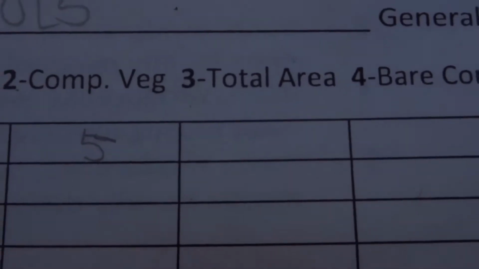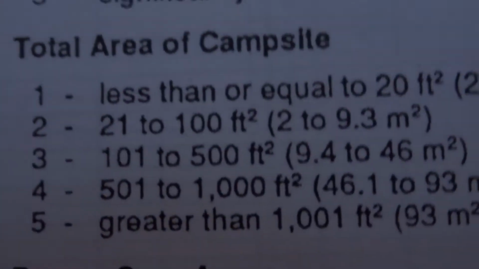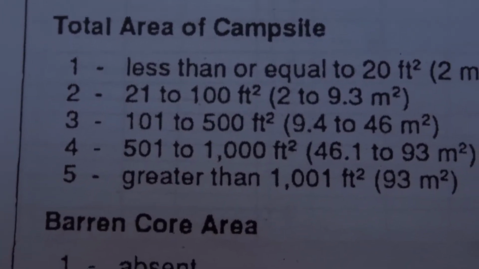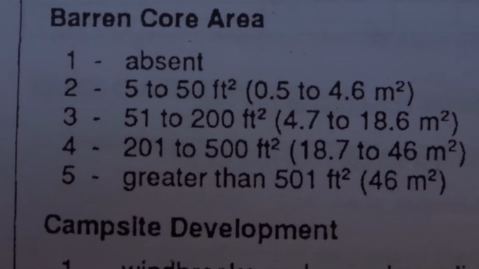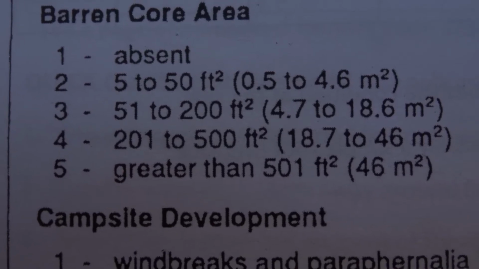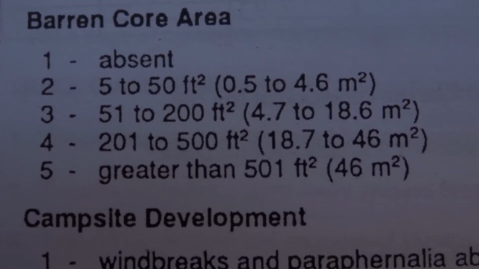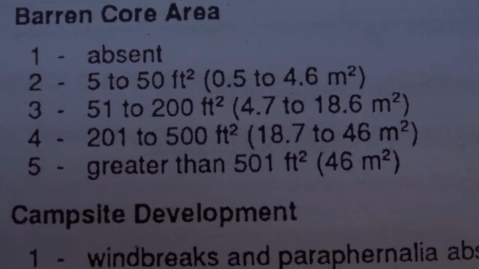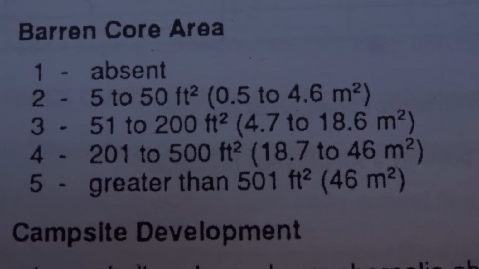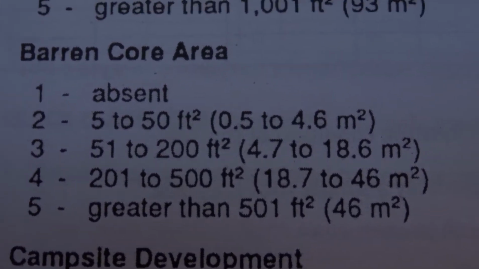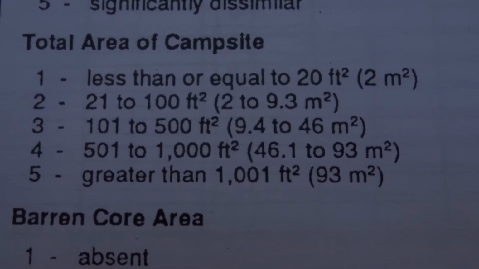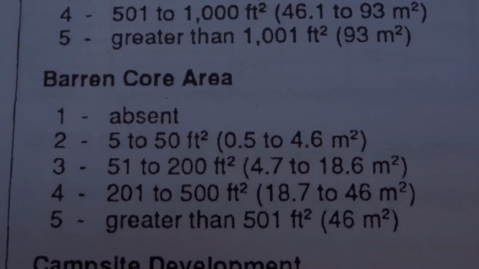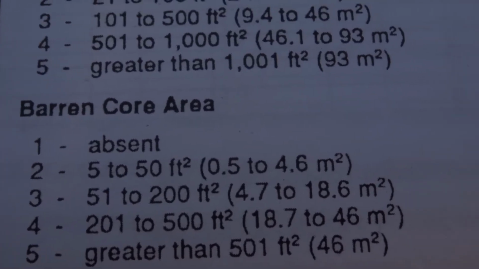Okay, total area. So we're going to have to do some measurements here, so we're going to come back to that. Barren core area. Absent? No, we definitely have a barren core area. 5 to 50 square feet of barren core. We're going to have to go and measure that. So time to pull out the tape measure, and we're going to do a total campsite measurement, and then we're going to do a barren core area measurement.